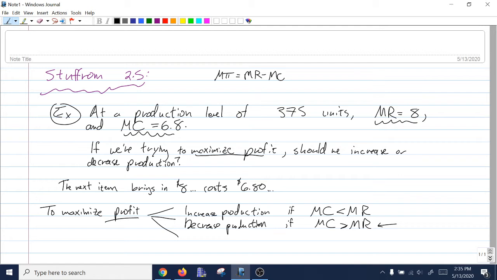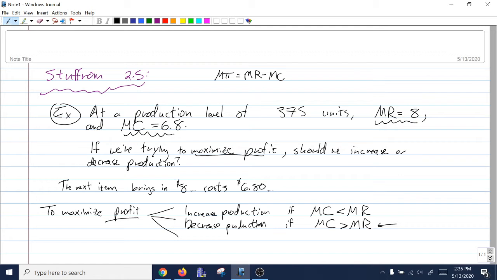But it's not just talking about the next item, like that's the way we think of it as our shorthand oversimplification, but it could just as easily be talking about the last item. When the next item costs more to make than it brings in, that is saying in the same way that the last item we just made cost more to make than it brought in, so we shouldn't have made it. We should decrease our production.